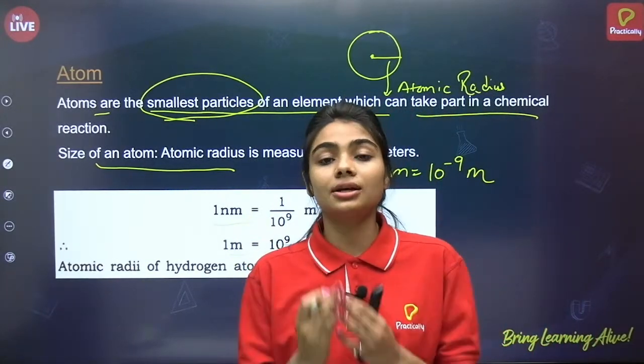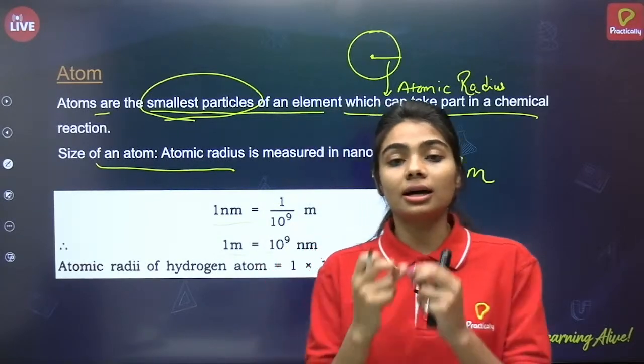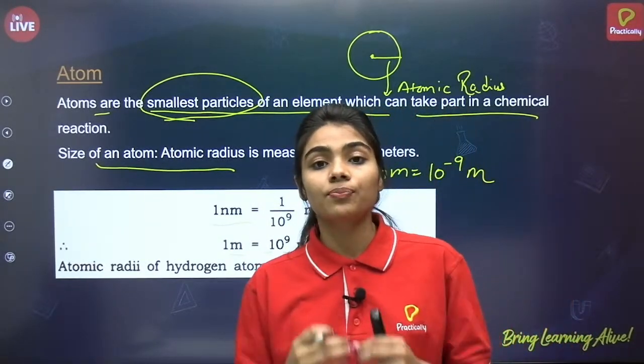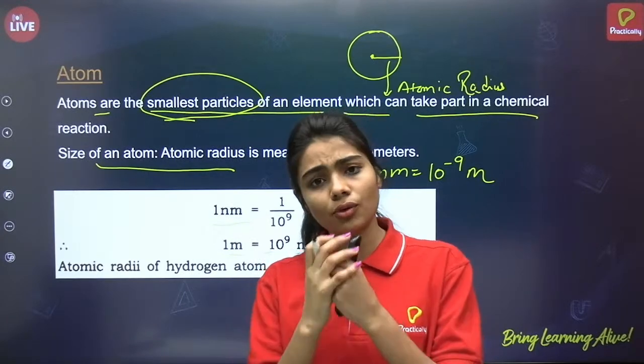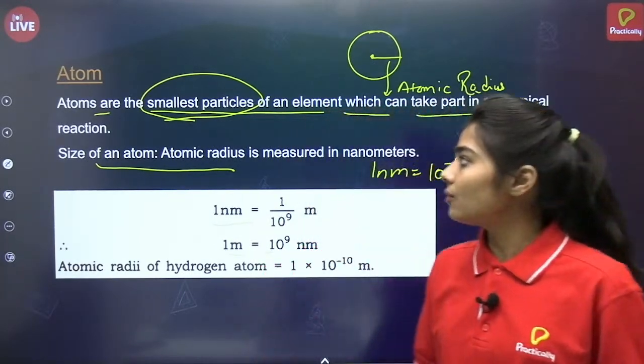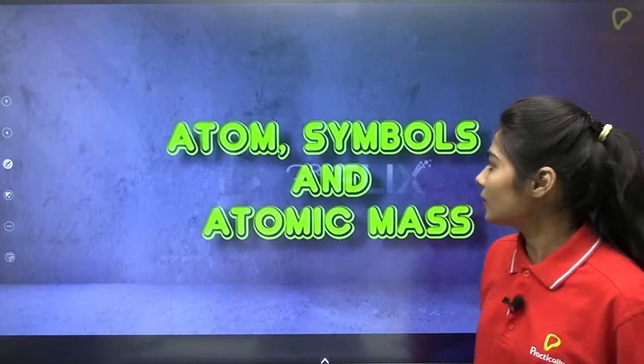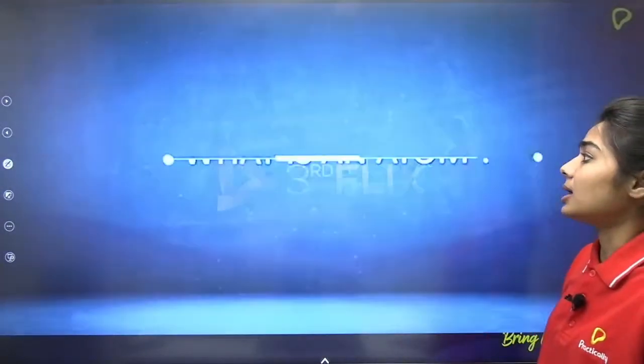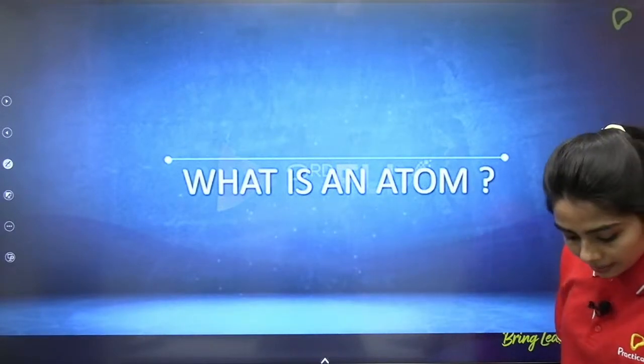So this means atoms are very, very, very small. You can't see them with your naked eyes. You need a special device, which we call an electron microscope. From there we can see the size of the atom. Let's see a video for this atom. Atom symbol and atomic mass. So what is an atom?